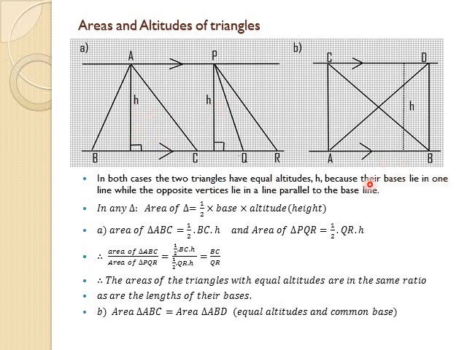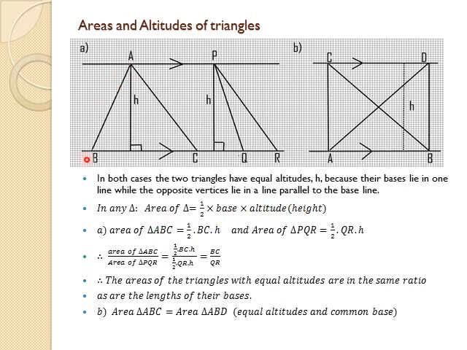Because the bases lie in one line, you see that base BC and that base QR, while the opposite vertices A and P lie on a line parallel to the baseline. Parallel line simply means the space from here to there is the same as the space from there to there. That's the only way they can be parallel. So we should know in any triangle, area is half times base times altitude or height.